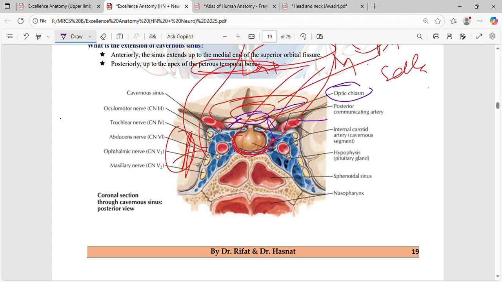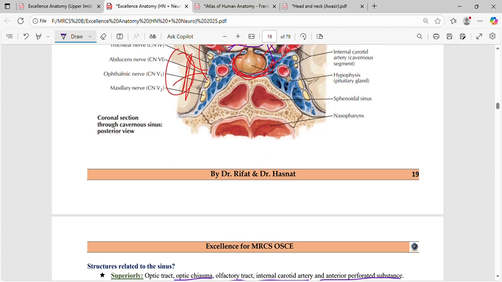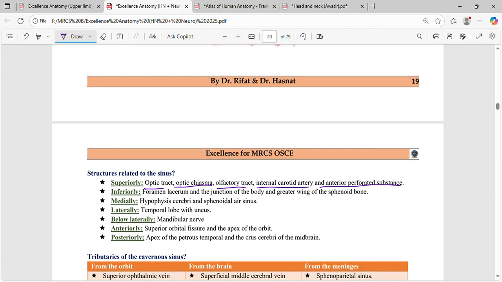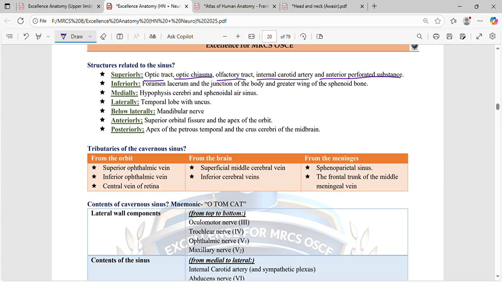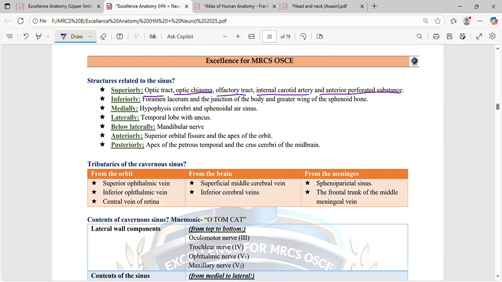And here we have the posterior perforated substance, and there is also the anterior perforated substance, sorry. And this is one portion, and when you come forward you will get the olfactory tract and olfactory bulb. Inferiorly we have the foramen lacerum and the junction of the body and the greater wing of the sphenoid. I will show you in another diagram. Medially, the hypophysis cerebri and the sphenoid sinuses.